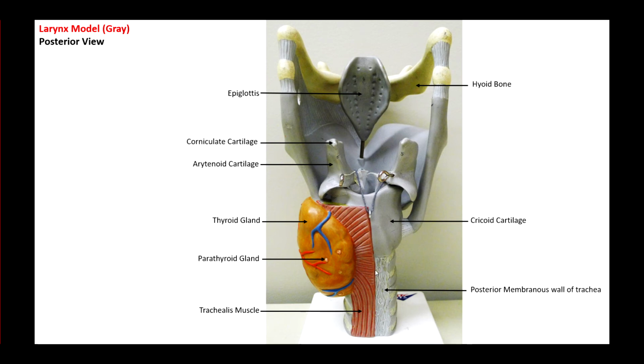Now, this is the posterior membrane of the trachea right there. And then if you remember, there's a smooth muscle on there. This is the trachealis muscle that closes up the cartilaginous ring. If you remember, the cartilaginous ring is not closed up here or here, so there's muscle and elastic tissue closing up the posterior aspect.